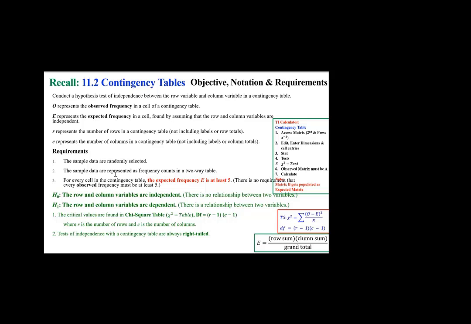And then you go through the test of hypothesis, and H0 is the row and column variables are independent. There is no relationship between the two variables, whereas H1, the row and column variables are dependent. So that's the idea of a contingency table. This chi-squared test is used for contingency tables. It's used for goodness of fit.